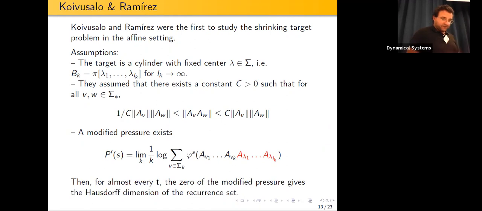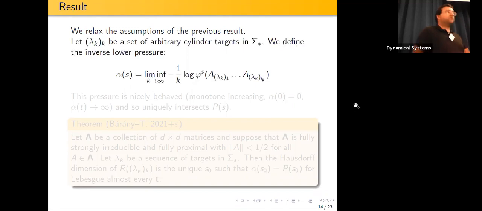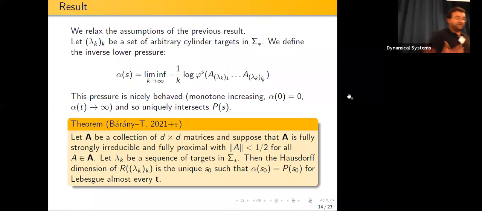And in short, what we did was relax all of these assumptions to some extent, as much as we could. So we still stayed with cylinder targets, but arbitrary single cylinders, no collections of them. And we introduced this new measure here, which essentially just tells you how fast the singular value is shrinking for these words. And it has some nice properties: monotone increasing, uniquely intersecting this pressure, and this intersection between the two is what we find is this Hausdorff dimension. Well, that's the result in short.